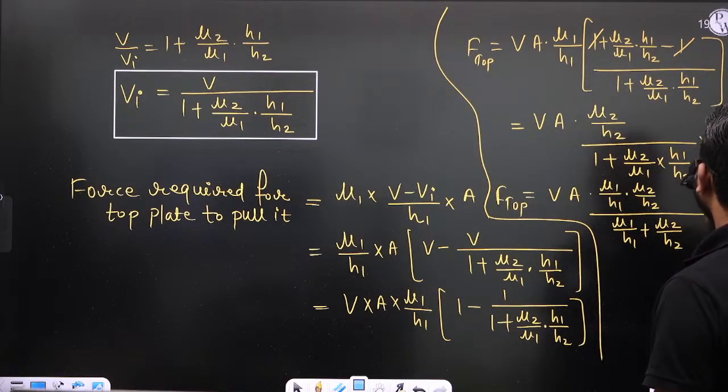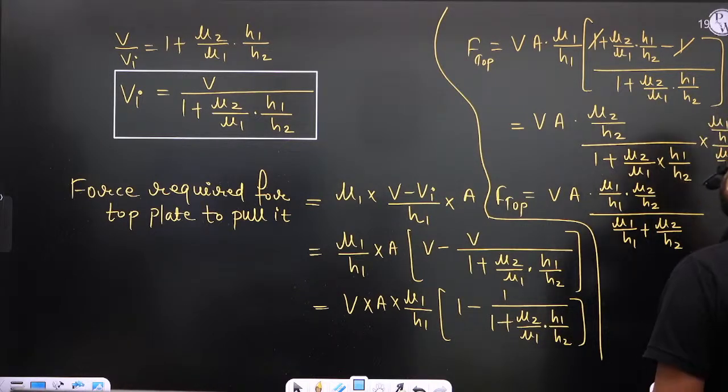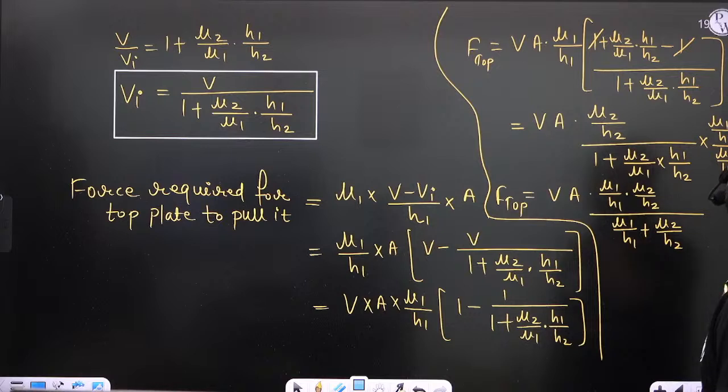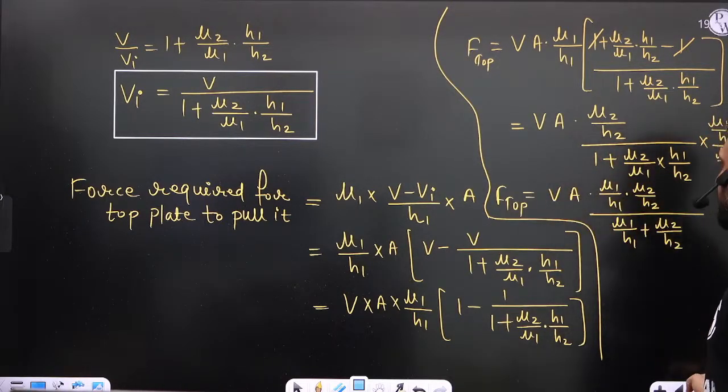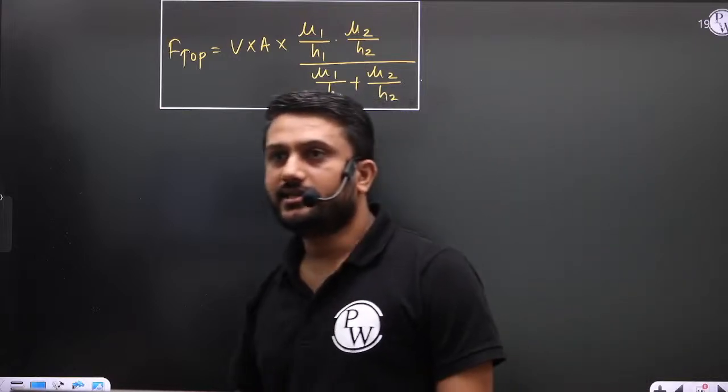Now what I am doing here, I am multiplying with mu1 h1 in the numerator and the denominator. So at the end of the day I am getting this one. So this is the final expression.